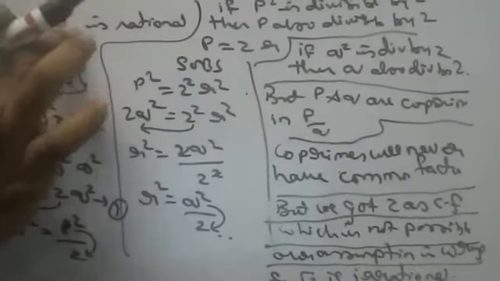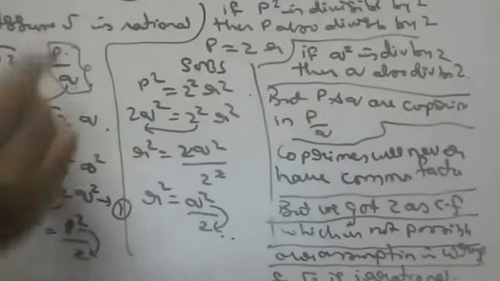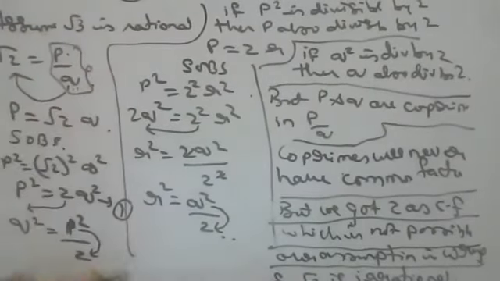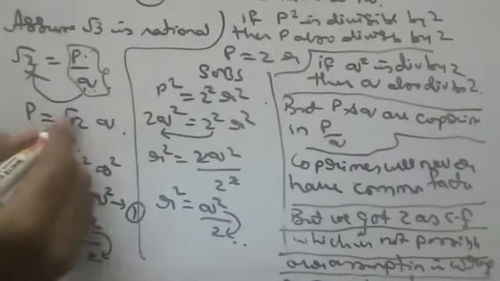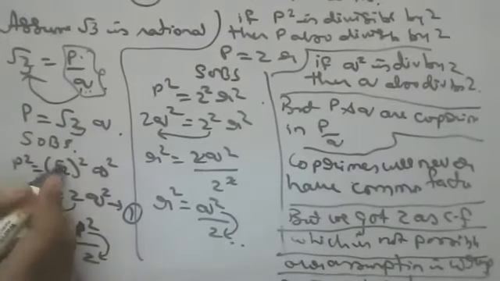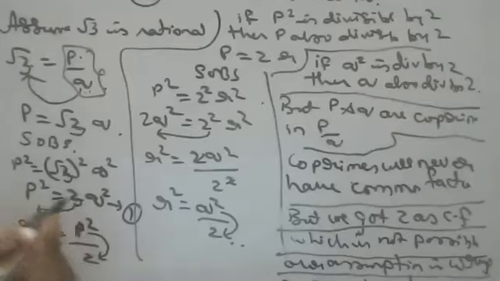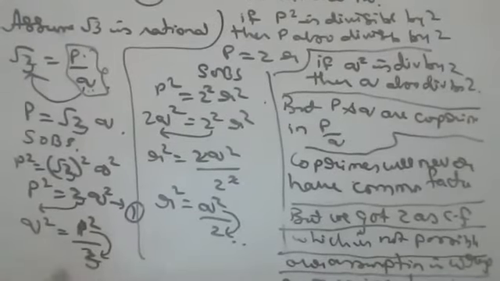Next, prove that root 3 is irrational. So assume root 3 is rational. If root 3 is rational, you can write root 3 as p by q. So p is equal to root 3 q.